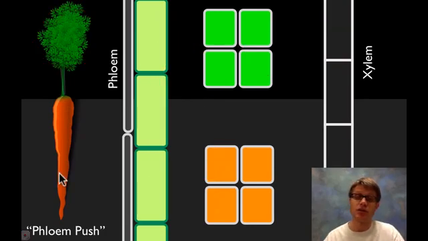So that's basically how materials are moved around in a plant. Tells you a little bit about what they need, how they get it, and I hope that's helpful.